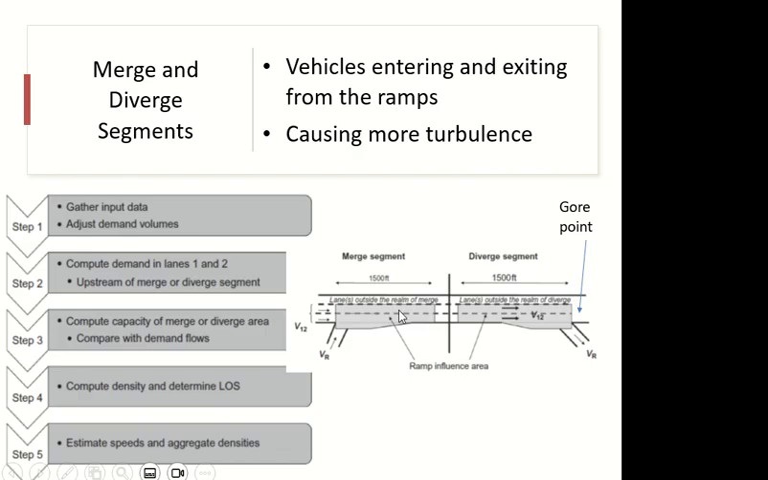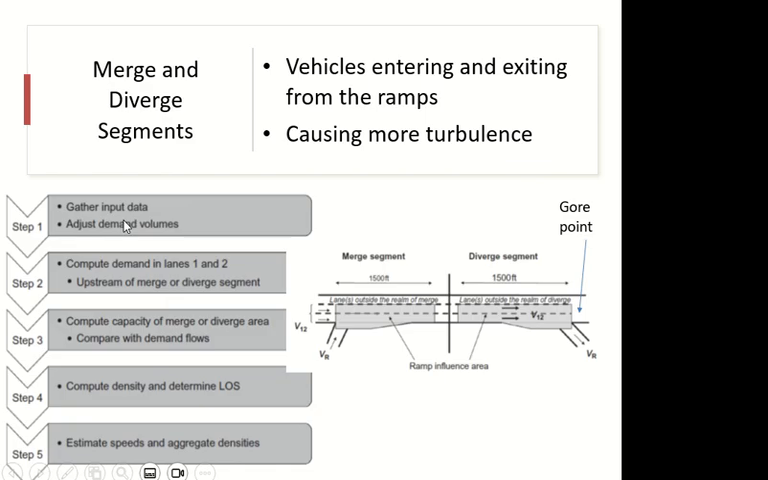Now if you have an entry ramp, people are trying to merge onto the freeway, so we call it the merge area or merge segment, and this segment is 1500 feet. If you have an exit ramp, then people are going to diverge from the freeway to the ramp, so we call it the diverge segment, and again it is 1500 feet before the ramp. This one is after, this one is before. So this is the methodology.